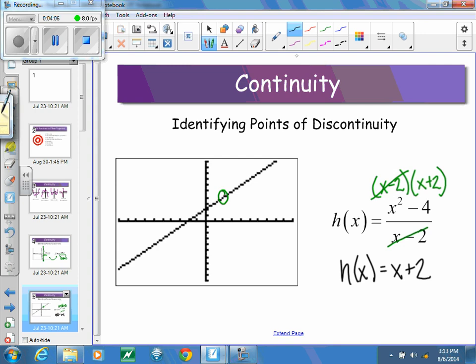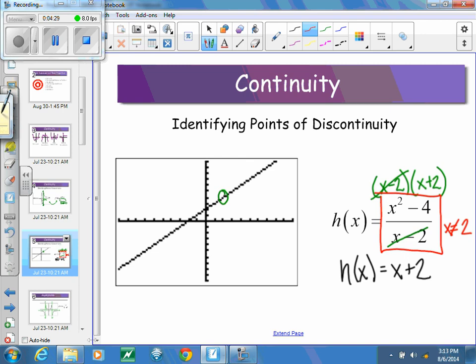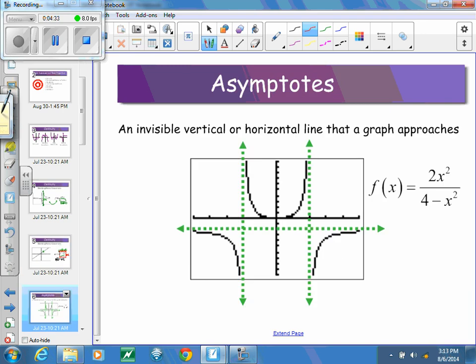Now, if you go back to the original function, being x squared minus 4 divided by x minus 2, we have a problem because x cannot equal negative 2, or it can't equal positive 2, because if it did, you would end up with 0 in the denominator, and so that's why we have that hole that's in the middle of our graph.